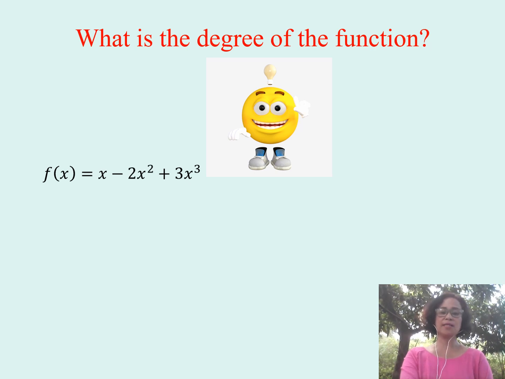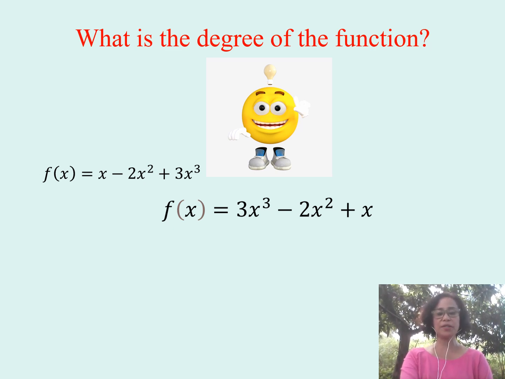f(x) = -2x^2 + 3x^3. It's not yet arranged in the standard form. So arranging it in the standard form, we get f(x) = 3x^3 - 2x^2 + x. Since the leading term is 3x^3, therefore, this function is in the third degree.